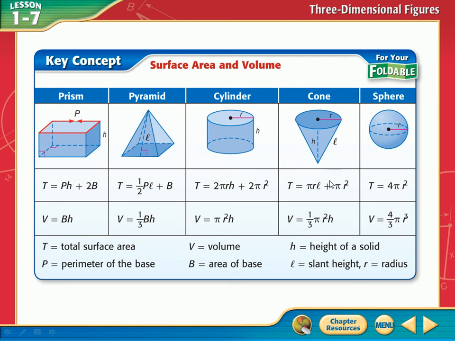Make sense? Look at this one. Which one's the slant height? That's the L. Okay, L is the slant height. The regular height is the H. You would do that for volume. So we've got surface area, we got volume. And a sphere, 4 pi r squared, r is the radius. All right, you can do the same thing with the volume.